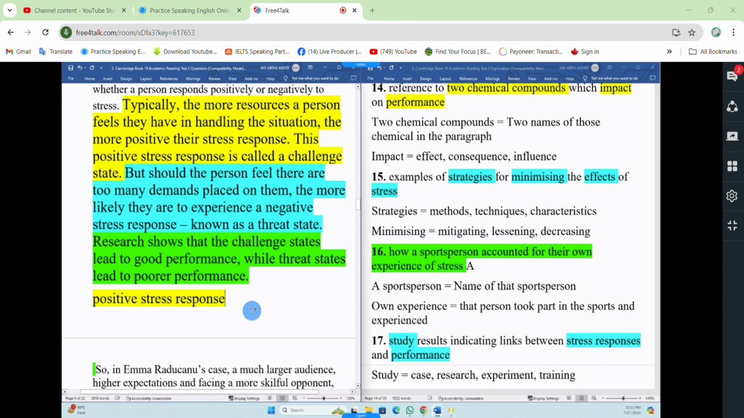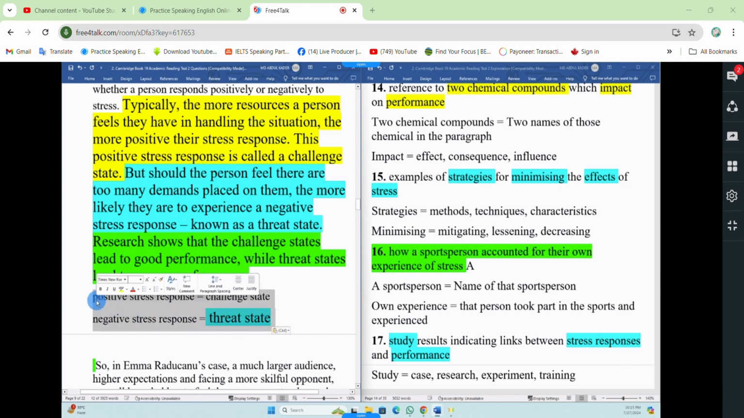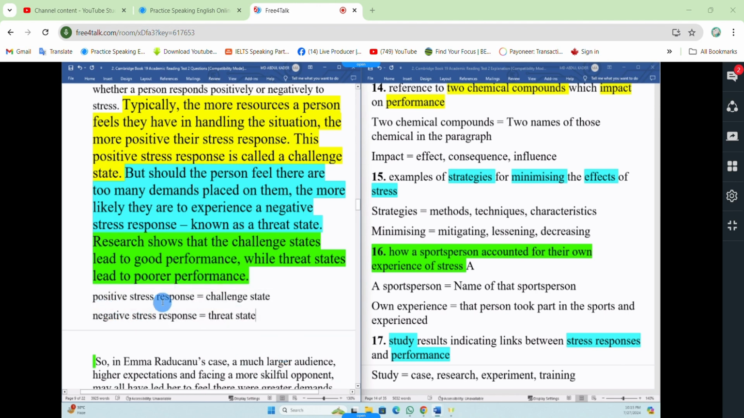Challenge stress response equal challenge state. Yes, and negative stress response equal threat state, right? Okay, so positive stress response equal challenge state, negative stress response equal threat state.